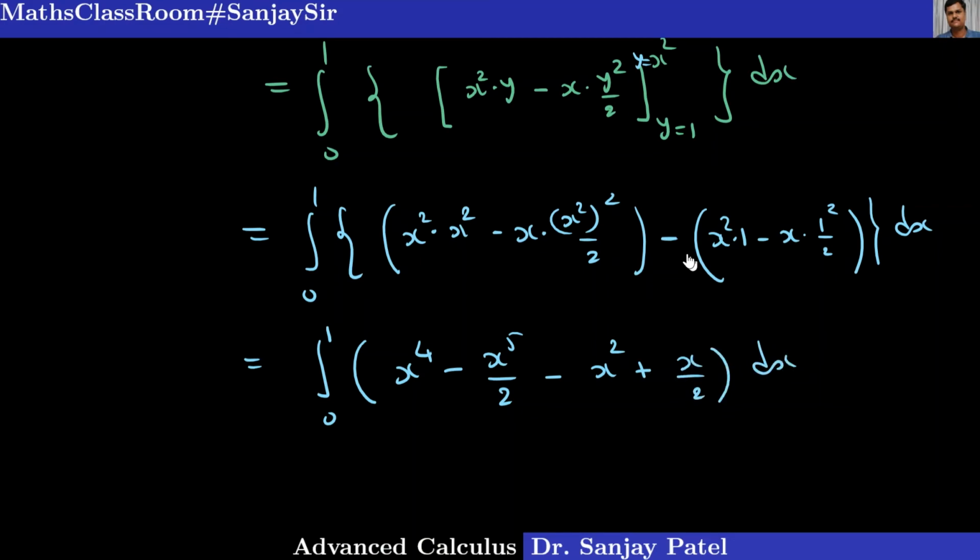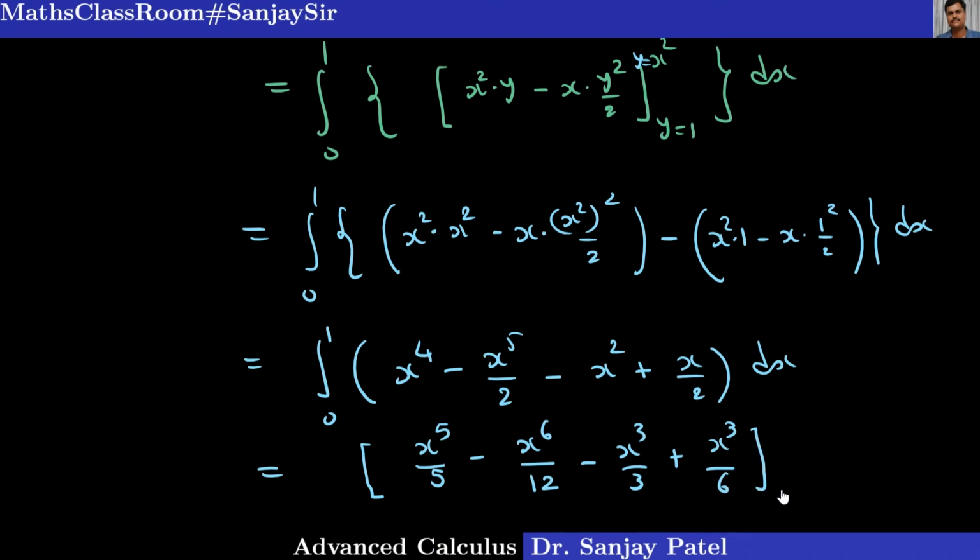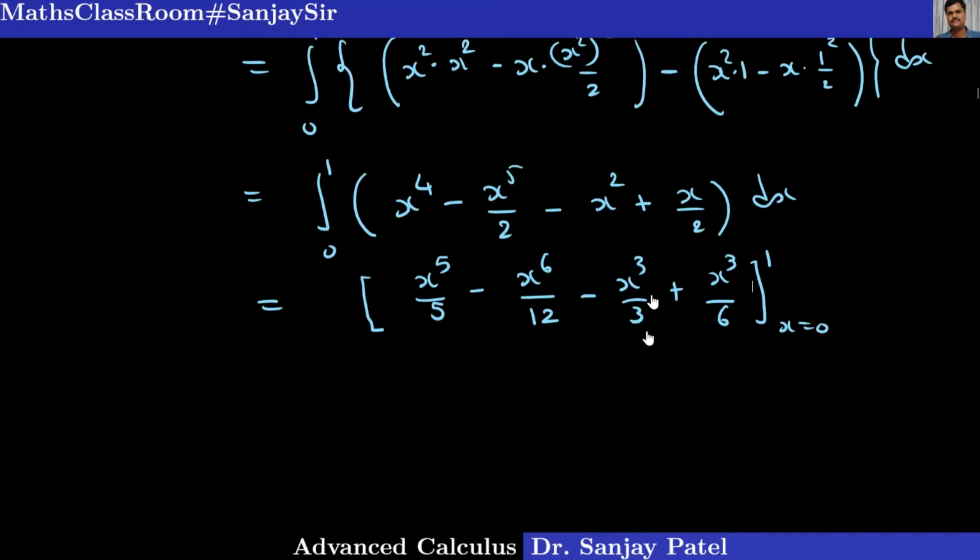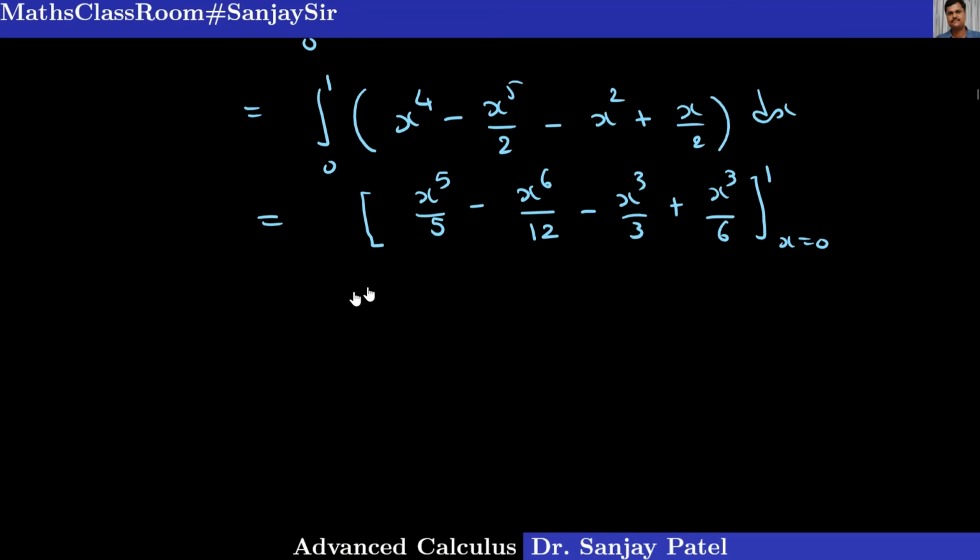Is this fine? Yes. Okay. So this is nothing but a simple integral of a function of one variable, which I can write directly. The integral of x raised to 4 is x raised to 5 by 5, minus the integral of x raised to 5 by 2, which is x raised to 6 by 6 into 2, so it is 12. This is x cubed by 3, and the integral of x by 2 is x cubed by 3 into 2, that is 6. And then we put the limits of integration 0 to 1. Just plugging the values, the upper limit is 1, so we get 1 by 5 minus 1 by 12.